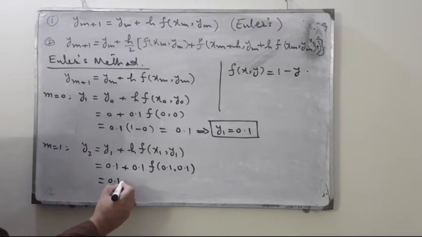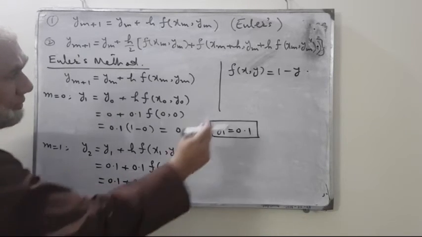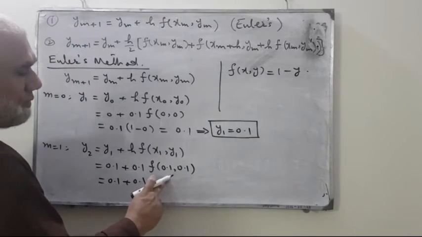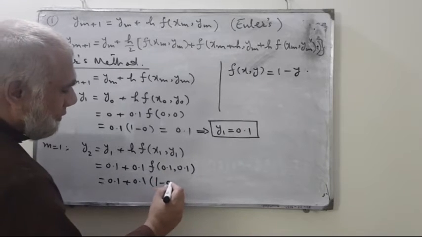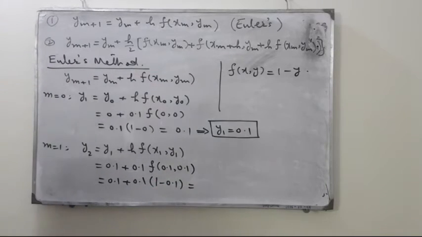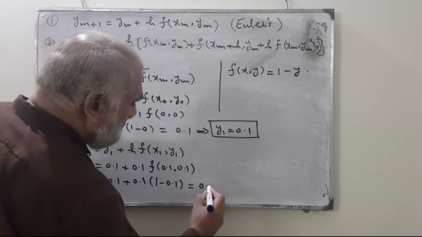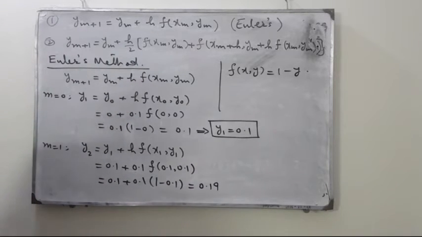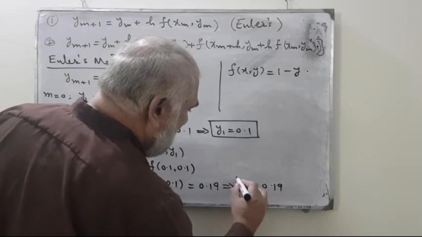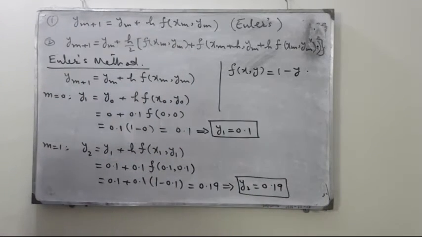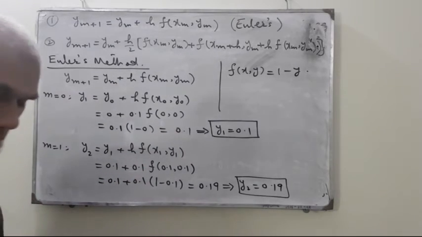After putting the values into the formula, into the function, this is your function, taking x equals to 0.1, there is no x on the right side, there is y only, so we can put in 0.1. Now you can use your calculating devices, and on simplifying, the result is 0.19. So we got the second unknown y2 in the form of 0.19. I hope you are following and you can understand it.